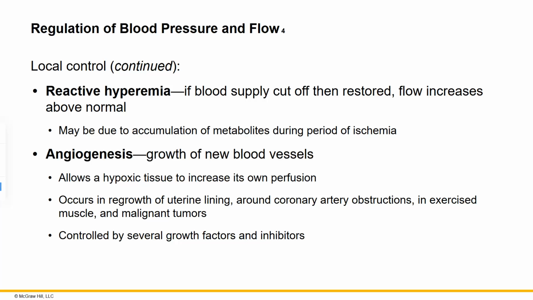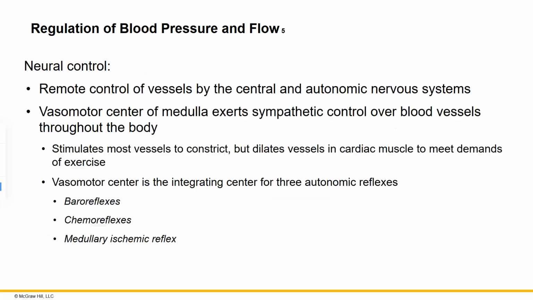Reactive hyperemia: if the blood supply is cut off and then restored, flow increases above normal, maybe due to accumulation of metabolites during the period of ischemia. Angiogenesis, the growth of new blood vessels, allows a hypoxic tissue to increase its own perfusion.